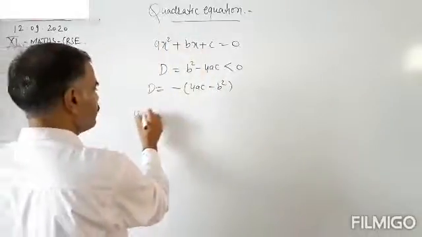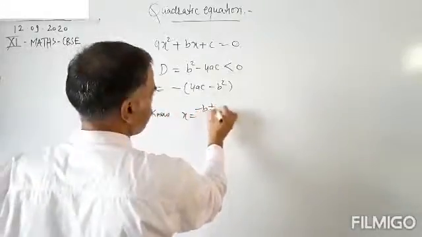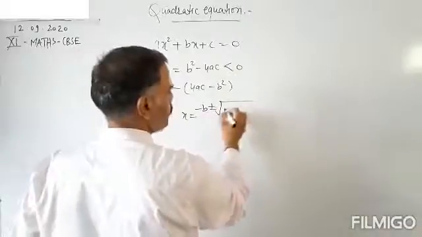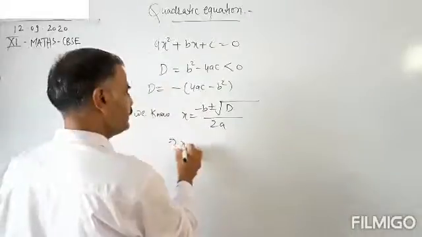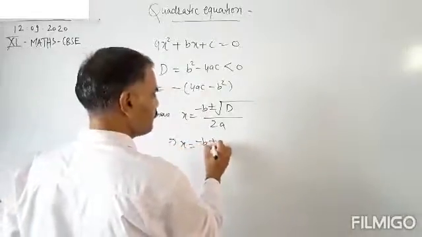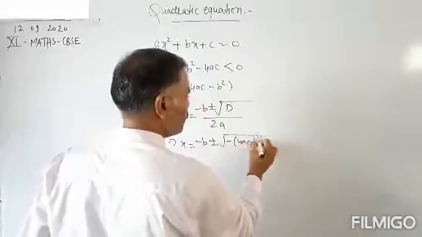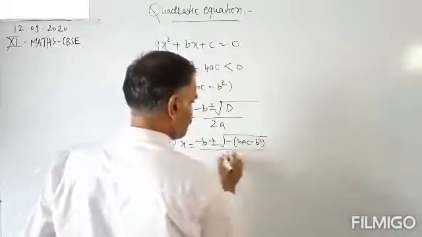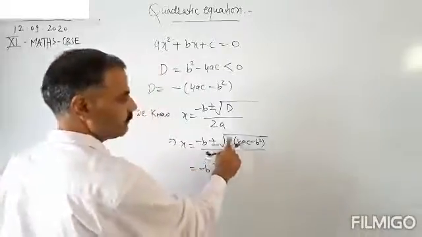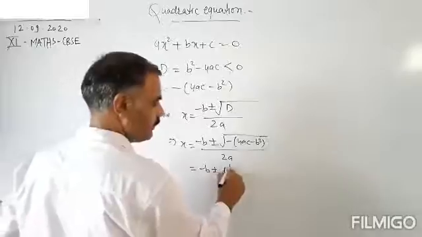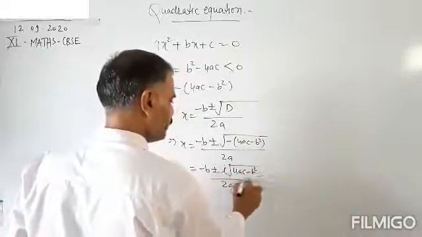Now we know x equals minus b plus minus under root b square minus 4ac upon 2a. So x equals minus b plus minus under root of minus of 4ac minus b square upon 2a, and this can be written as under root minus 1, that is iota, times under root 4ac minus b square, upon 2a.